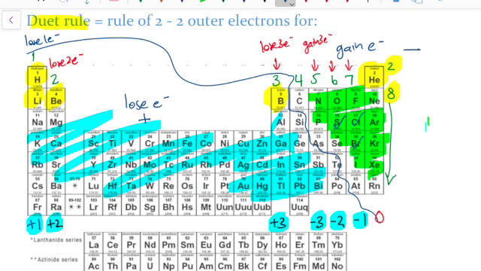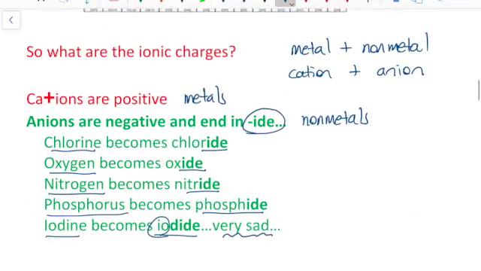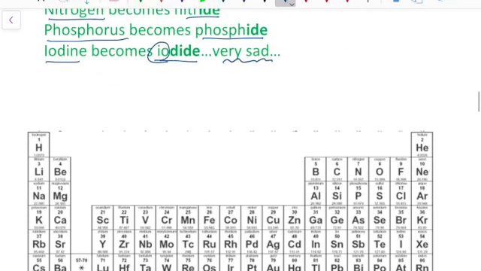The cation keeps its name, so thus we would have lithium oxide, or we would have sodium chloride. Oh, salt, you had a lot of that already today. K would be potassium nitride. And you've heard some of these names before, and that IDE ending is because the anion gets an IDE ending.